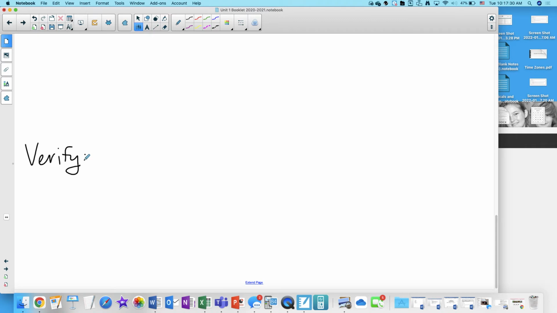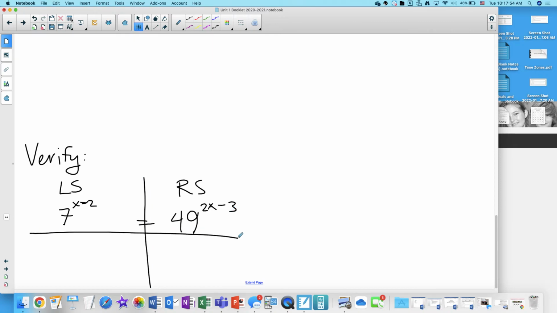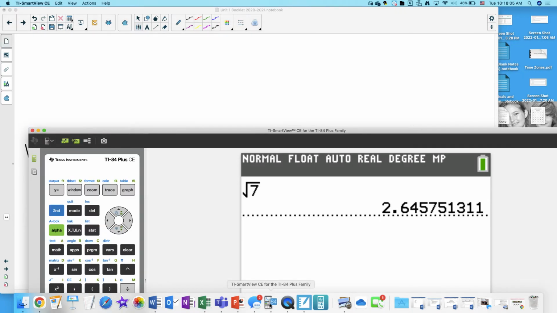Okay, so what we're going to do is on our calculators, we're going to go 7 to the 4 over 3 minus 2. Okay, so here we go. Seven to the power, in brackets, 4 divided by 3 minus 2, bracket, equals, okay, 0.2733, let's say.